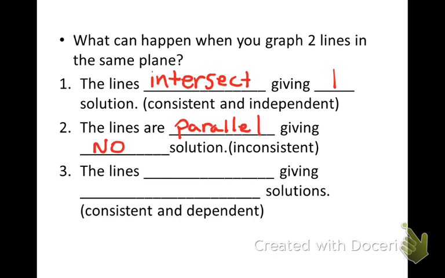And the third thing that can happen is the lines are the same, giving what's called infinitely many solutions. And this is different than all numbers because it's only ordered pairs that are on the lines that are the solutions. So don't use all numbers or I'll count it wrong. And these are called consistent and dependent.